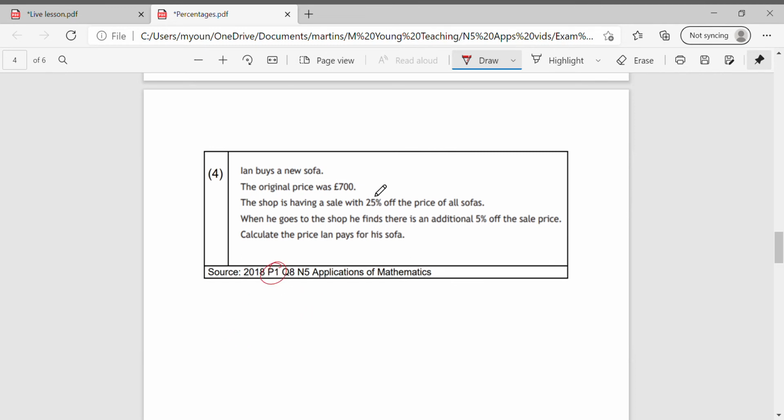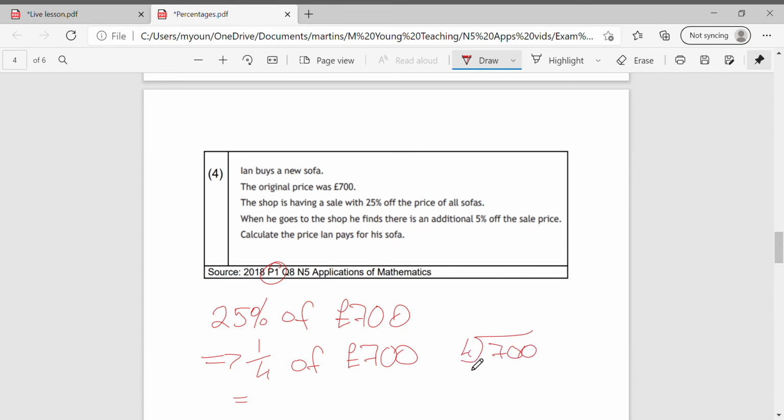So 25% of the original price, which is £700. 25% should be straightforward. That's just a quarter of 700. Okay, and a quarter of 700, do a sum if you want. Can fit 1 four into 7, left with 3. I can then fit 4 times 7, okay, 4 times 7 is 28. I've got 2 left over, so it's 175.